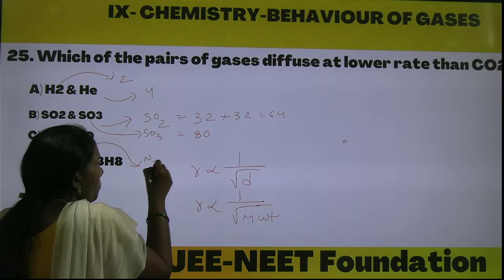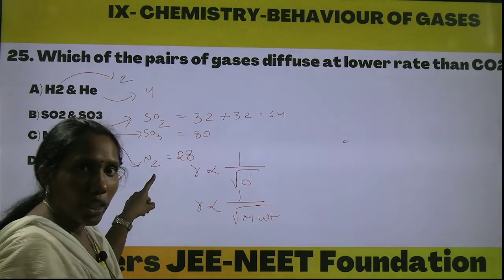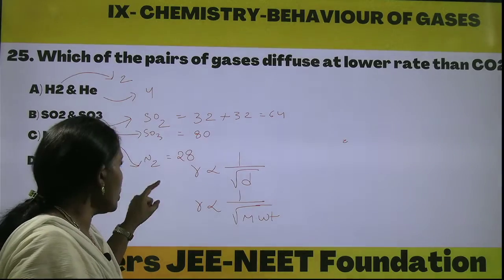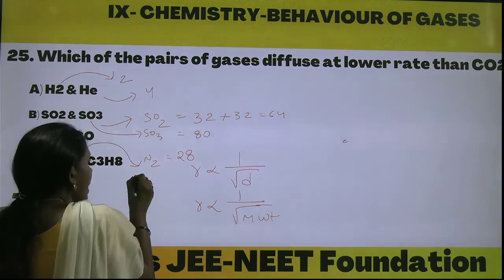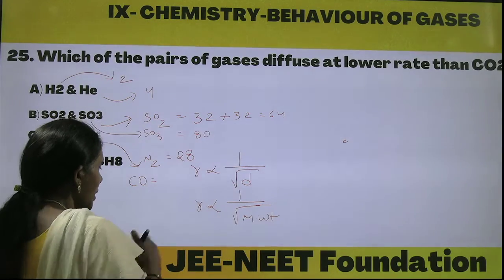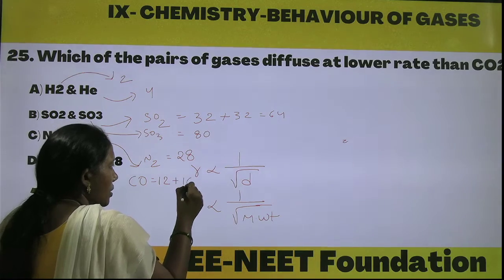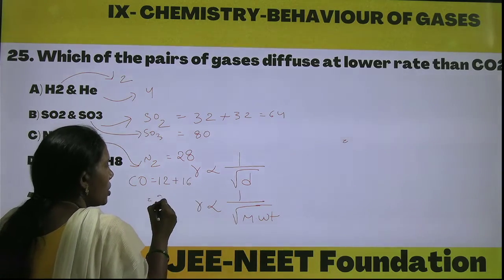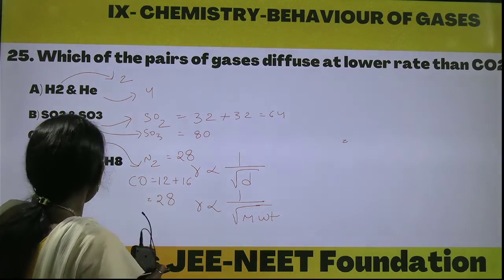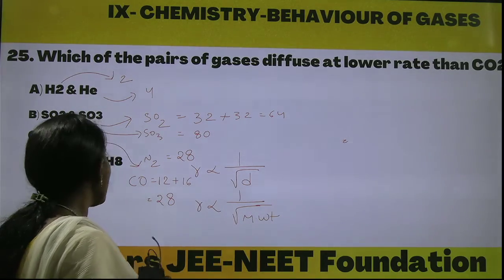For N2, it is 28. For one nitrogen it is 14, for two nitrogens, N2, it will be 28. Comes to the CO, carbon monoxide. For one carbon it is 12, plus for oxygen it is 16. So 12 plus 16 will be 28. Here nitrogen is 28 and carbon monoxide is also 28.